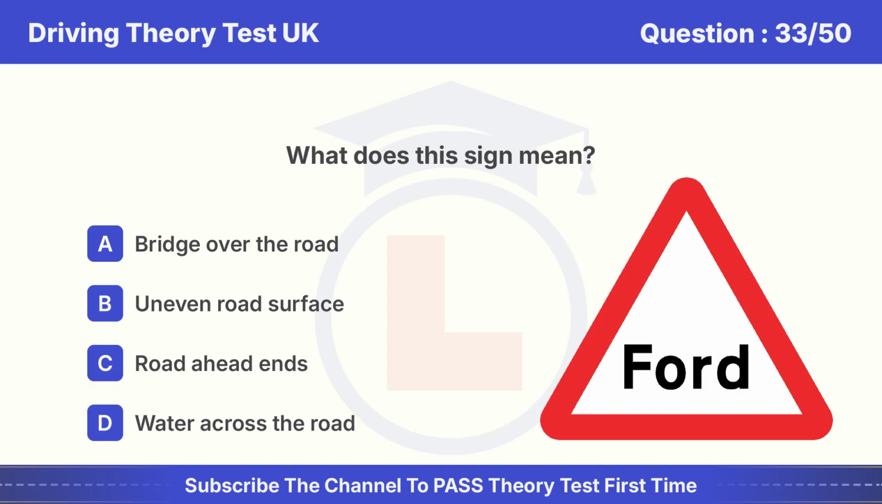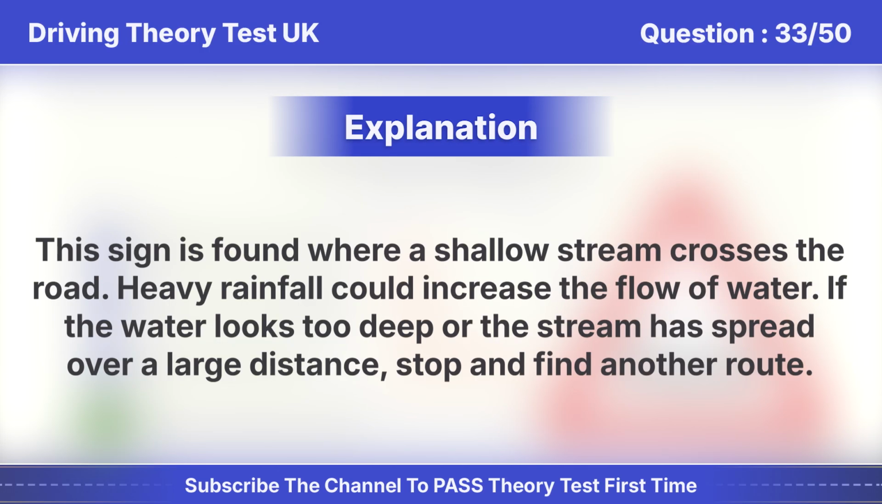Question 33. What does this sign mean? Answer is D. Water across the road. This sign is found where a shallow stream crosses the road. Heavy rainfall could increase the flow of water. If the water looks too deep or the stream has spread over large distance, stop and find another route.